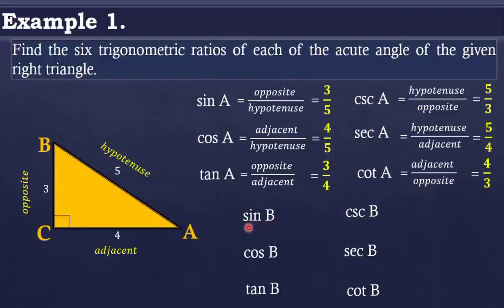Now, let us try for sine B. Now, since we have here B, so ibig sabihin dito naman po tayo. So, eto pa rin ba ang opposite natin kapag B na po? Kanina A. So, ayun ang opposite natin. Ito ang adjacent. Now, this time, B na po tayo. So, alin na po dito? Kung ito yung angle, ano po ang opposite? Ito na po ang opposite natin.